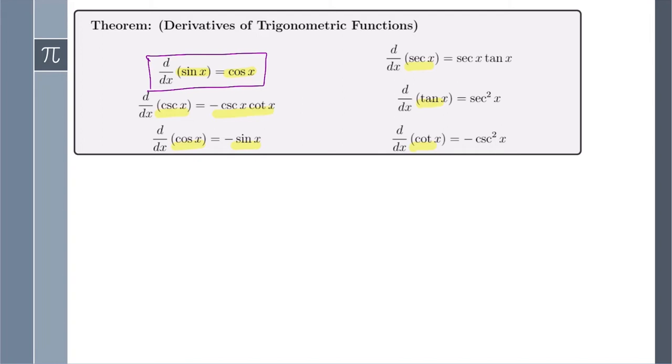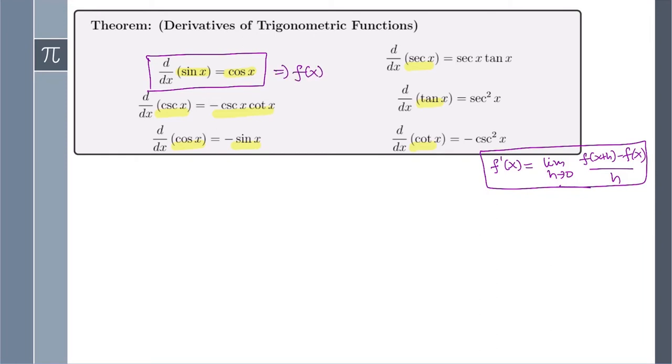So the derivative of function f of x, denoted by f prime of x, equals the limit as h approaches 0 of f of x plus h minus f of x, over h. So this is the definition of derivative. Now here our function is f of x equals sine x. So that is the function that we are finding the derivative of. So by the definition of the derivative, let's go ahead and prove that.